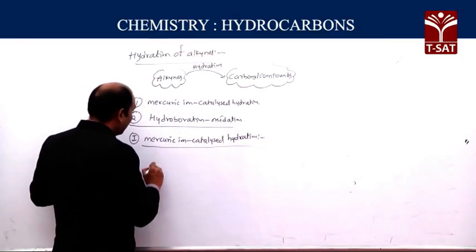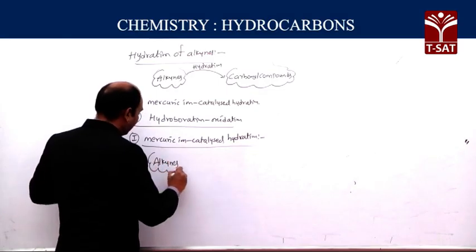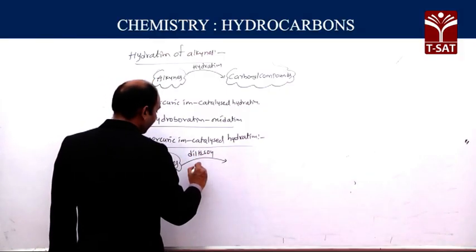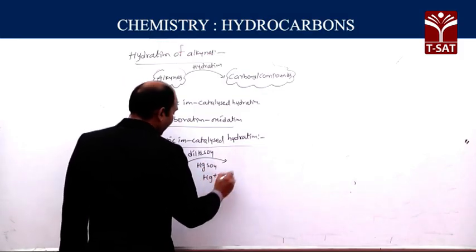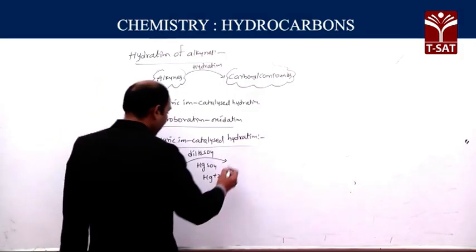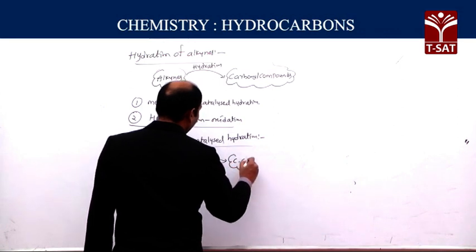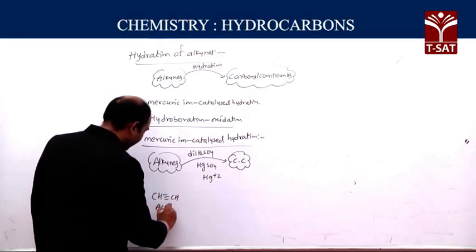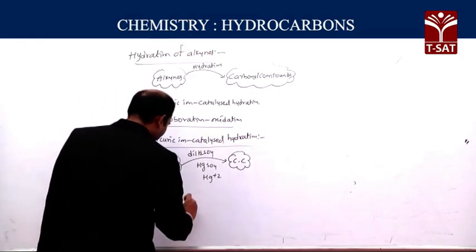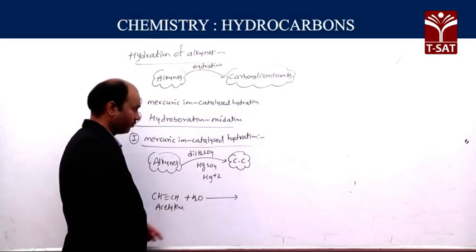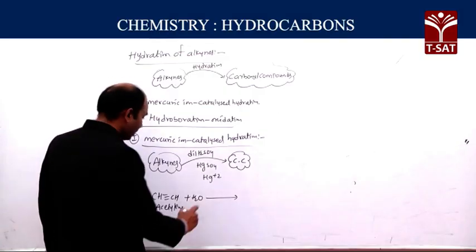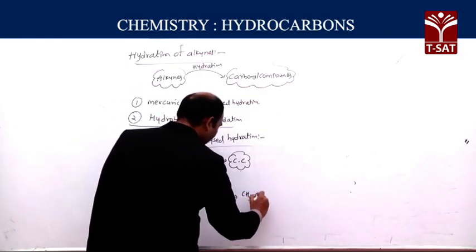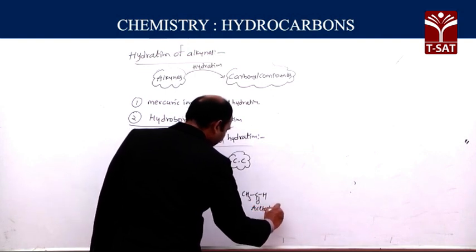So here this is an alkyne. Alkynes are treated with dilute H2SO4 in the presence of HgSO4, that is, Hg2+ acts as a catalyst. Carbonyl compounds are formed, that is, aldehydes or ketones. Let us take one example: CH triple bond CH, this is acetylene. It is treated with dilute H2SO4, which means H2O, in the presence of HgSO4. So what we get is CH3CHO, acetaldehyde is formed.